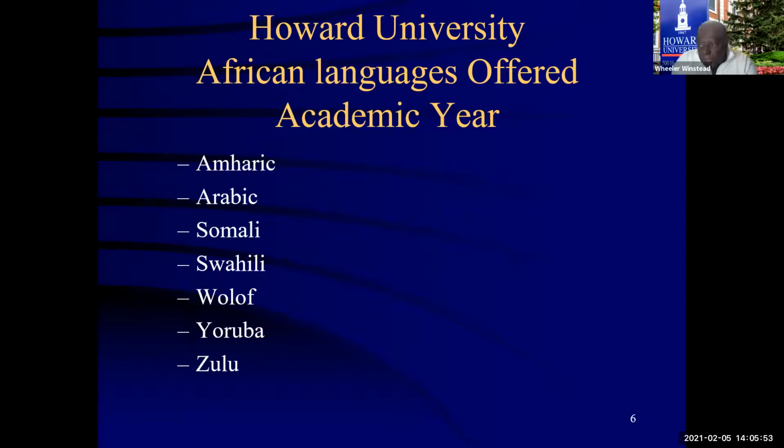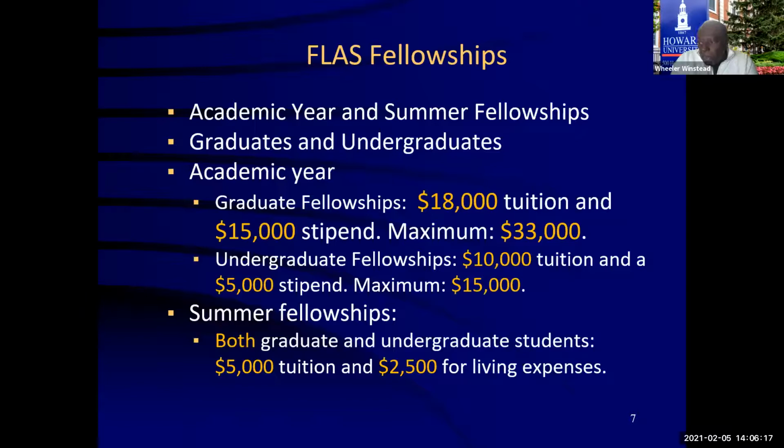What are the African languages that are being offered? You can apply to study Amharic, Arabic, Somali, Swahili, Wolof, Yoruba, and Zulu. These are the only 7 languages that you can apply for here at Howard. The fellowships, as I mentioned, are both for the academic year and the summer. They are offered for both graduates and undergraduates.